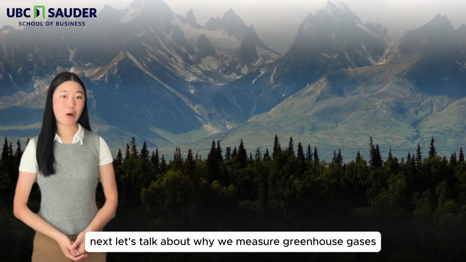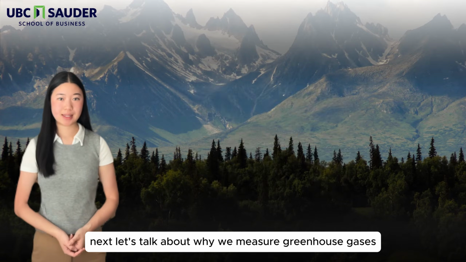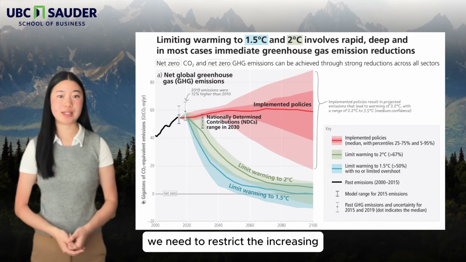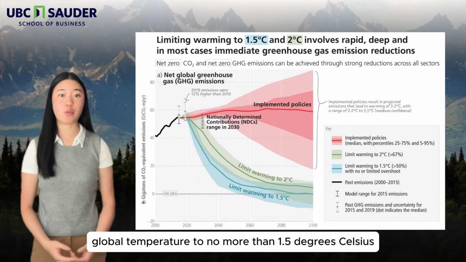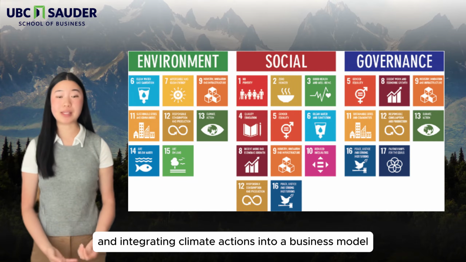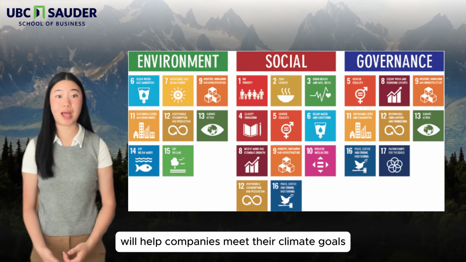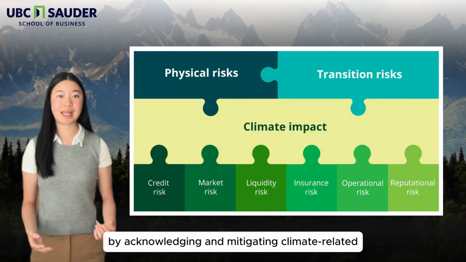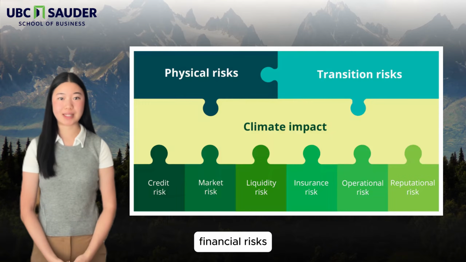Next, let's talk about why we measure greenhouse gases. To avoid the worst effects of climate change, we need to restrict the increase in global temperature to no more than 1.5 degrees Celsius, and integrating climate actions into a business model will help companies meet their climate goals and make the business more resilient by acknowledging and mitigating climate-related financial risks.